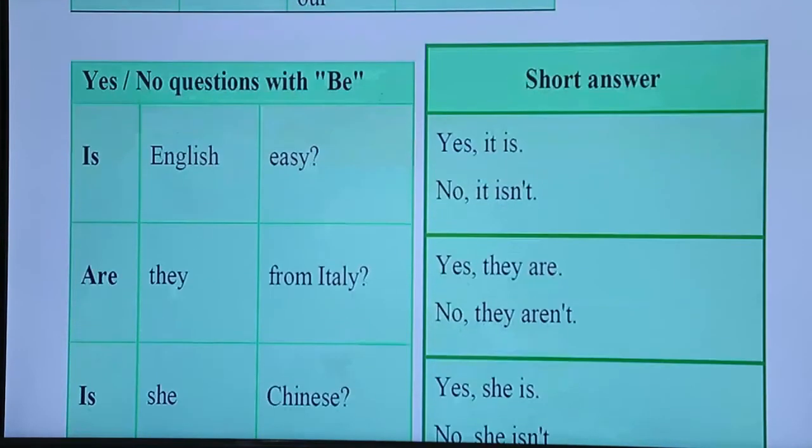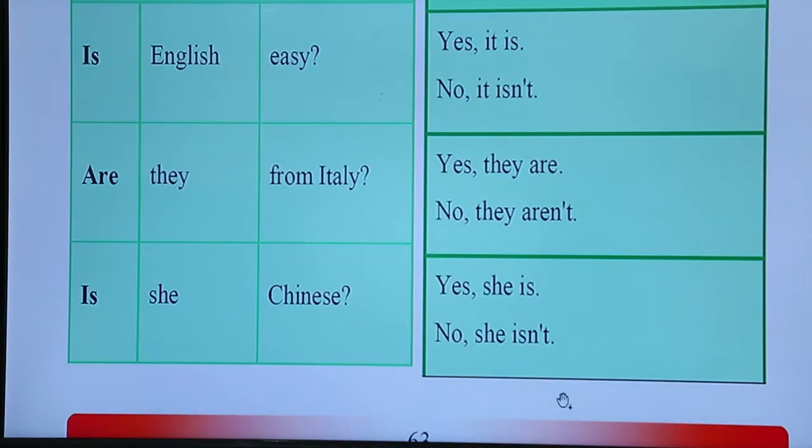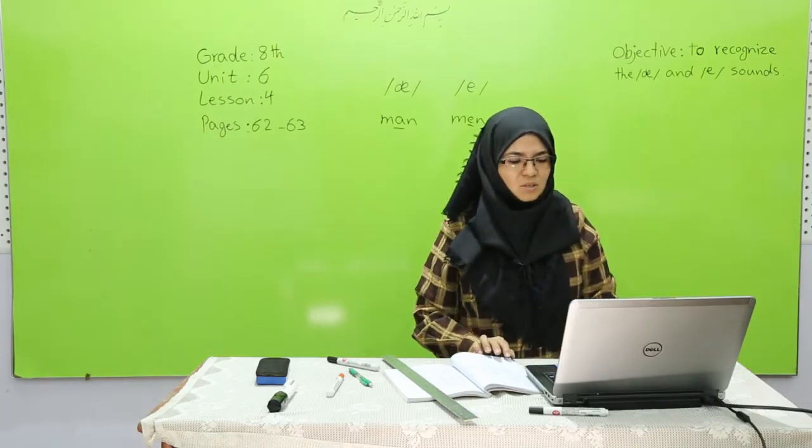The next part we worked on was making yes/no questions with be. For example, is English easy? We only needed to bring to be at the beginning of the sentence. Or are they from Italy? Is she Chinese? And we can answer them with short answers. For example, yes it is, no it isn't. Yes, they are. No, they aren't. Yes, she is. And no, she isn't. That was the grammar part we worked on together.